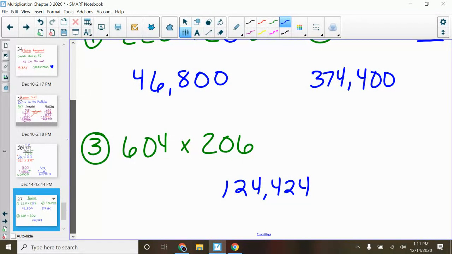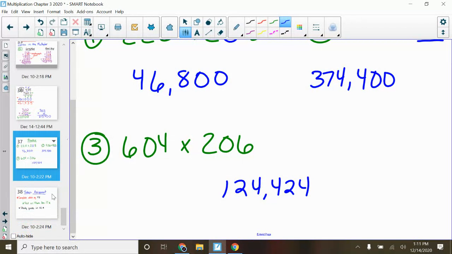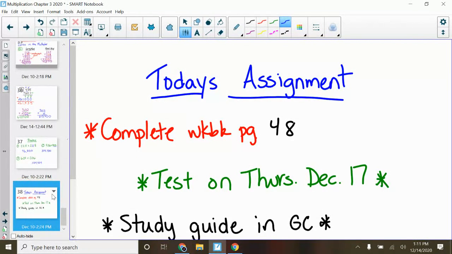So now, hopefully this feels comfortable to you. You understand how to do this skill. And so now you're ready to show what you can do. So your assignment for today is to complete workbook page 48. I'm only making you do one page, not pages 47 and 48. It's a lot of stuff. It takes a lot of work for some of these problems. So I'm only making you do one of those workbook pages. So you only have to complete page 48.